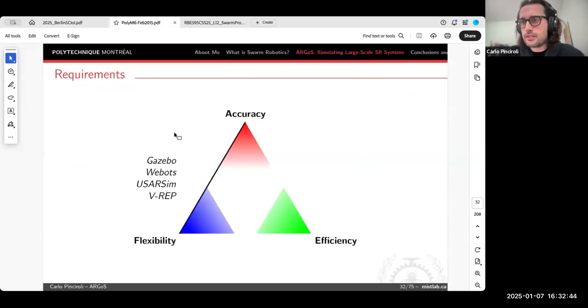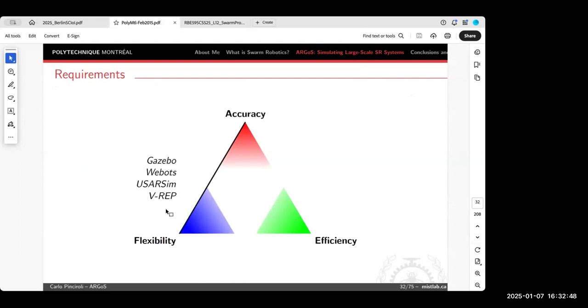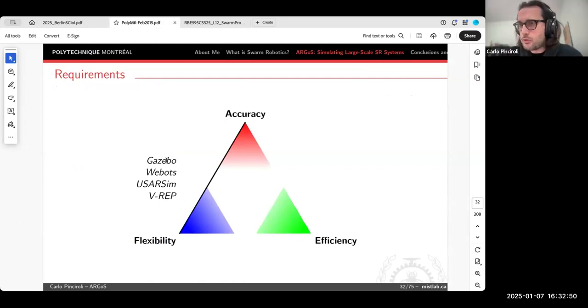So when you look at the current state of the art of simulation, you see that there's certain simulators, for example Gazebo, probably the one you know, Webots, USARSim, and V-REP, that mostly work on this axis. They are somewhere between the accuracy and flexibility axis. They say we can, for example, simulate any robot and any condition, and we can do it somewhat accurately.